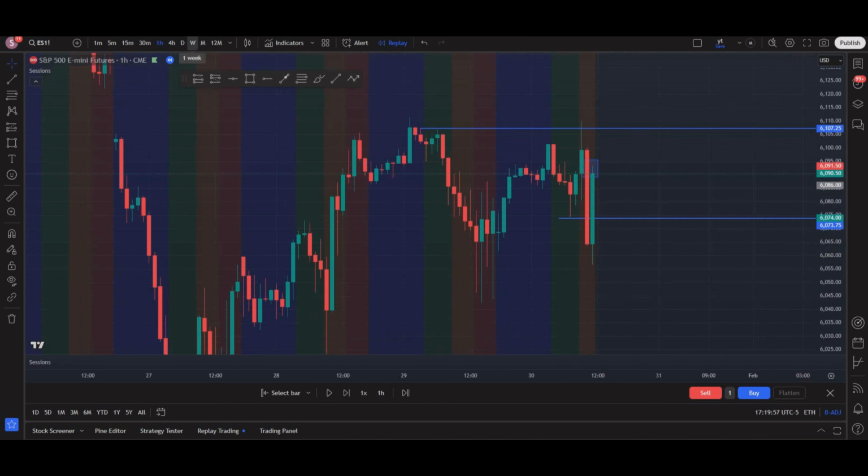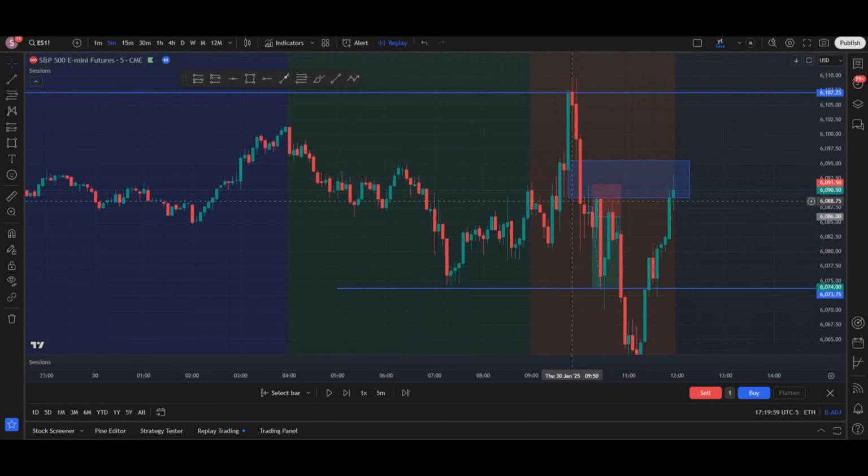What I'll show you in a second, we go down to the 5 minute and we see we have all this low resistance liquidity right here. And these are all swing failure patterns. So this low hasn't been taken out, this low hasn't been taken out, this low hasn't been taken out.